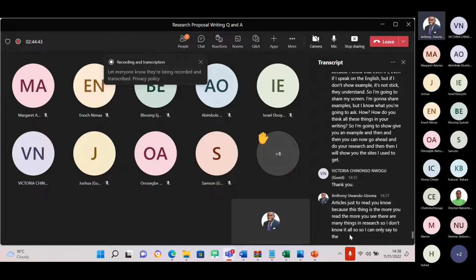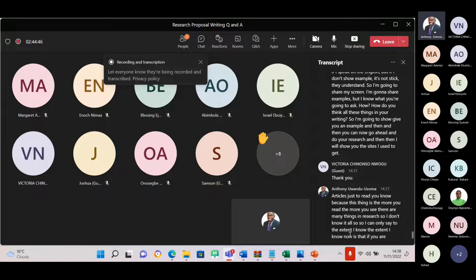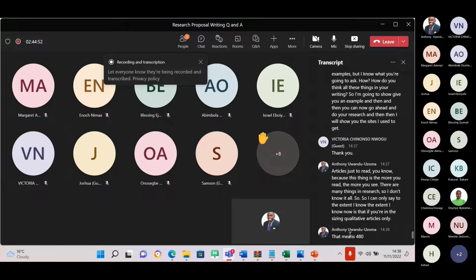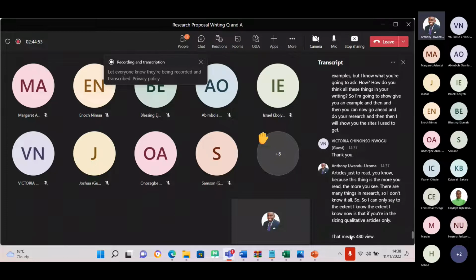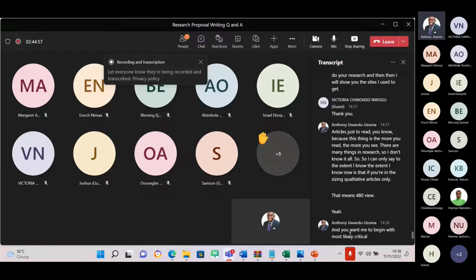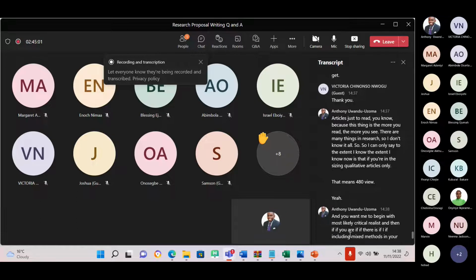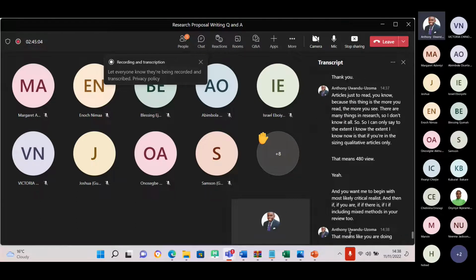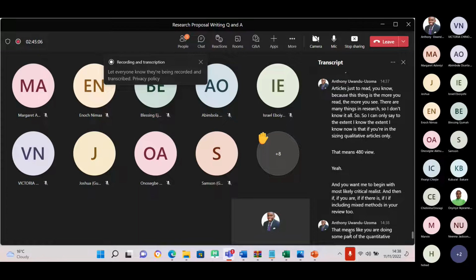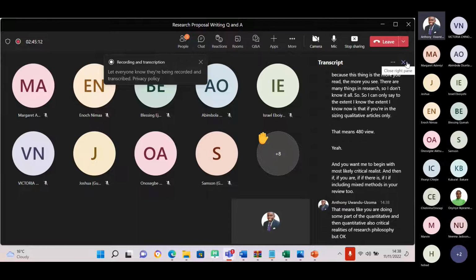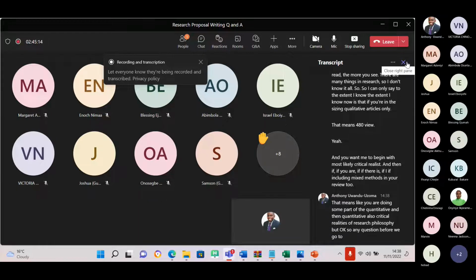The extent I know now is that if you are synthesizing qualitative articles only, that means for a review, then your methodology is most likely critical realist. And if you are including mixed methods in your review too, that means you are doing some part quantitative and then qualitative, also critical realist as a research philosophy. Okay, so any question before we go to some articles?